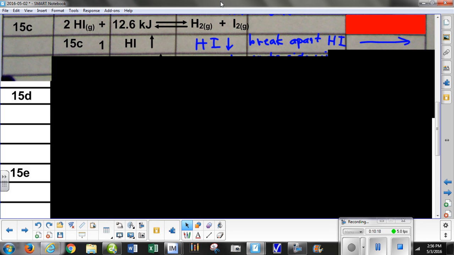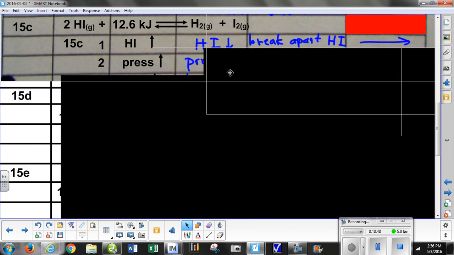Okay, I don't have the sheet in front of me right now. Okay, that was 15C. Oh, it was iodine. So we're trying to get more iodine. How are we going to produce more iodine? Well, when we produce more iodine, we'll also produce more hydrogen, because when you break up hydrogen iodide, it's not going to give you just iodine. But Le Chatelier will help you with this by shifting to the right.